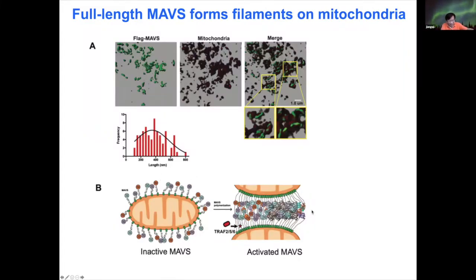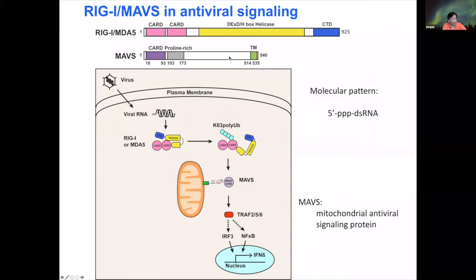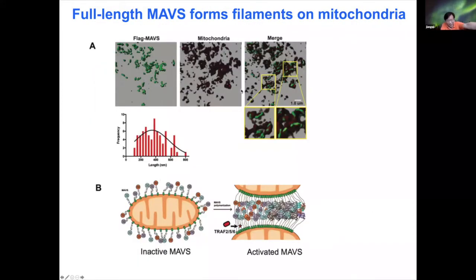And this is the idea. The idea is that the released CARD domain can mediate the filament formation, and then can expose the coil domain in the middle of the molecule. This coil domain in the inactive state is not accessible, but in the activated state, in these filaments, they are accessible such that it will activate downstream signaling molecules.